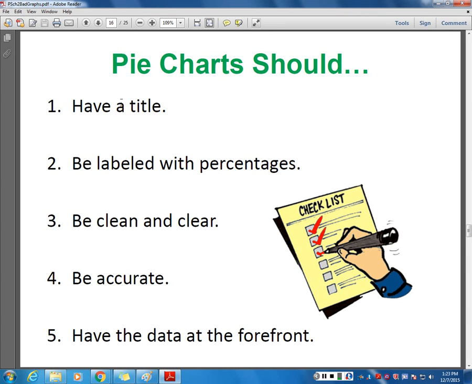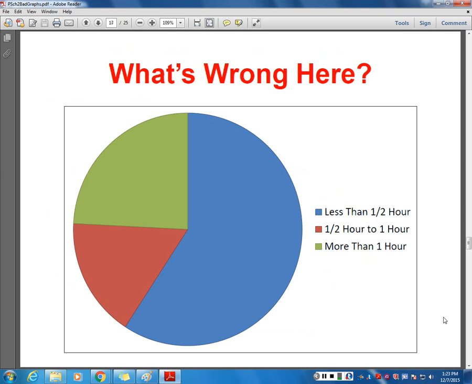A pie chart should have a title and be labeled with percentages on the slices. It should be clean and clear, accurate, and the data should be at the forefront. So here's a pie chart. What's wrong with it? Well, there's no title, for one. Also, there's a use of a legend, which can be problematic if a reader is colorblind or has trouble identifying the colors, or if the chart were to be printed in black and white. That could be an issue. Also, there are no percentages on the slices, and it would be nice if the slices were outlined.